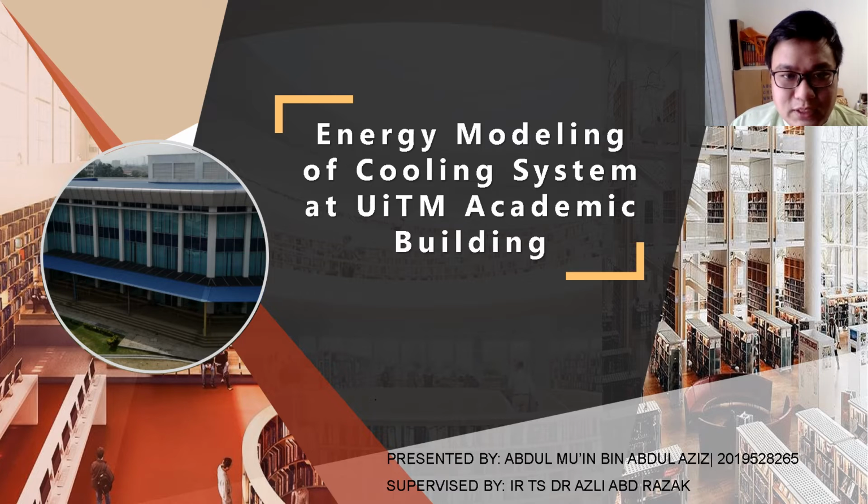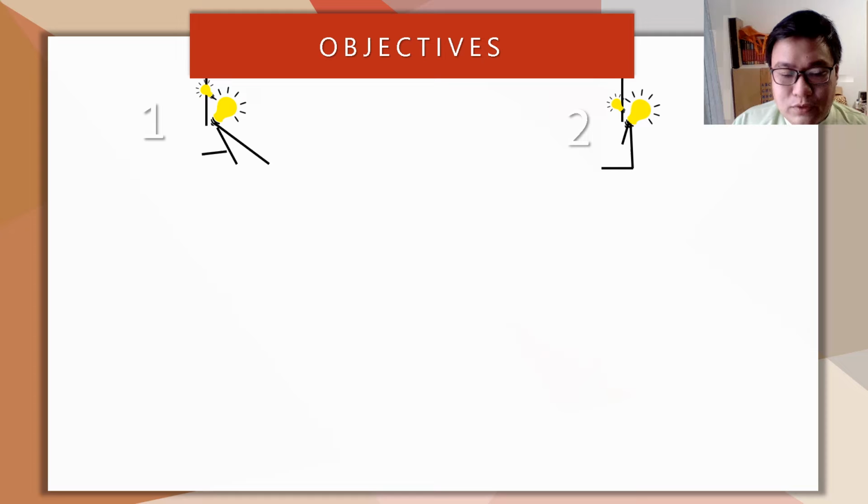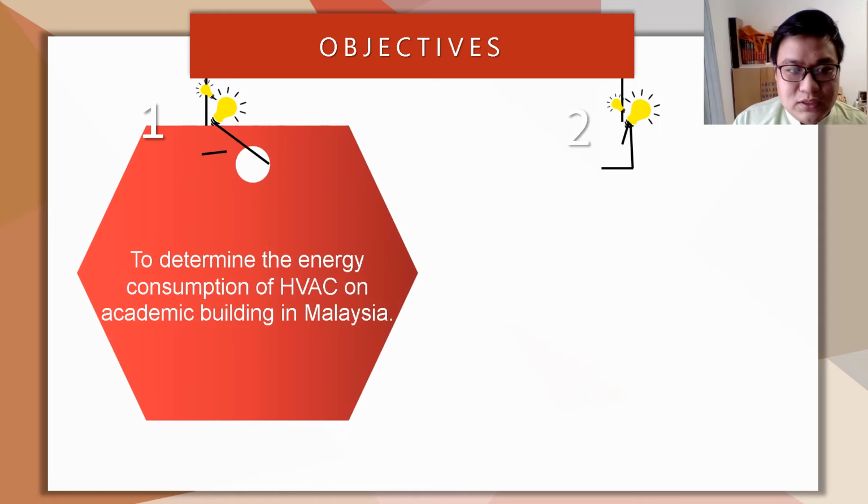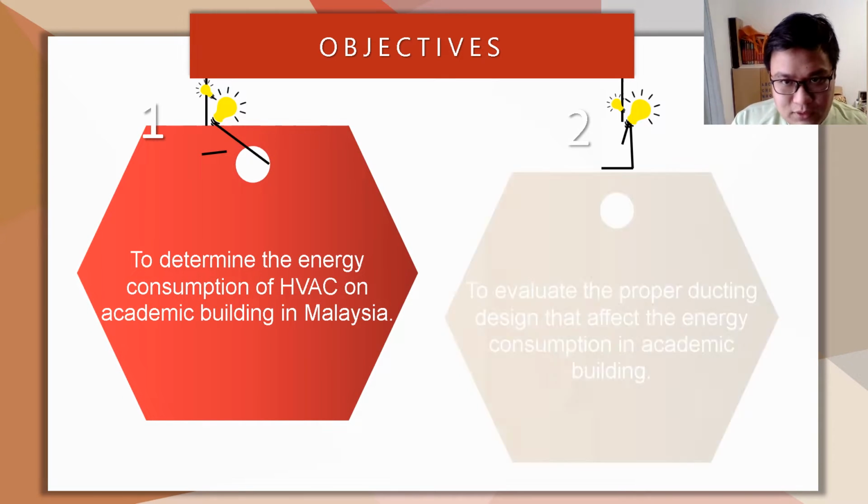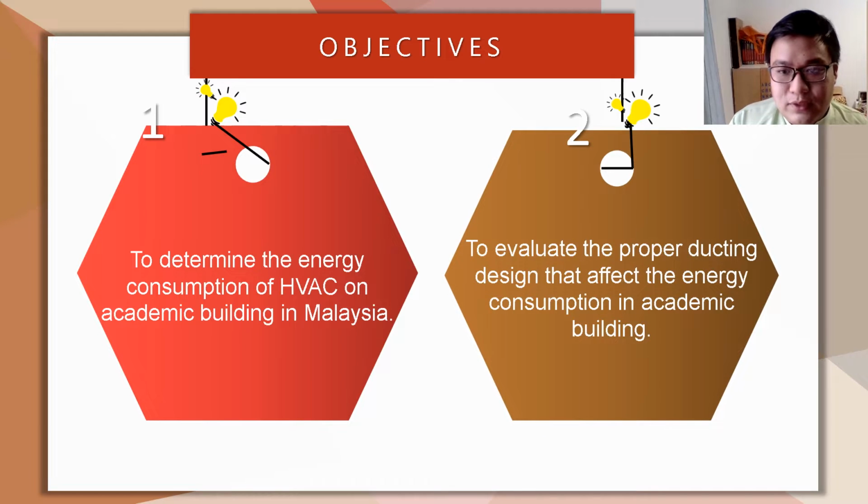Today I'm going to present my final project, which is Energy Modeling of Cooling System at UiTM Academic Building. So we're going to move to the next slide, which is objective. The first objective is to determine the energy consumption of HVAC in academic buildings in Malaysia. The second objective is to evaluate the proper ducting design that affects the energy consumption in academic buildings.